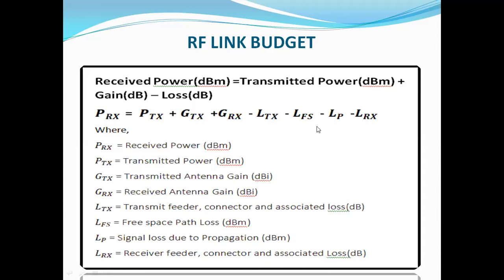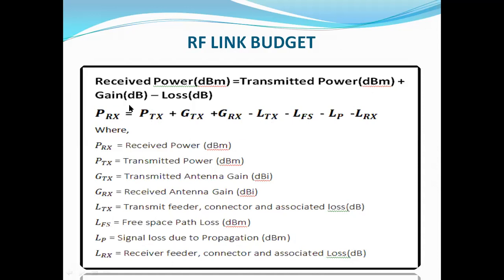L of FS is basically free space path loss. That means path loss in the wireless medium due to shadowing, fading, multipath. LP is basically signal loss due to propagation. This is the propagation losses, and LRX is again the feeder, connector, and associated losses at the receiving end.